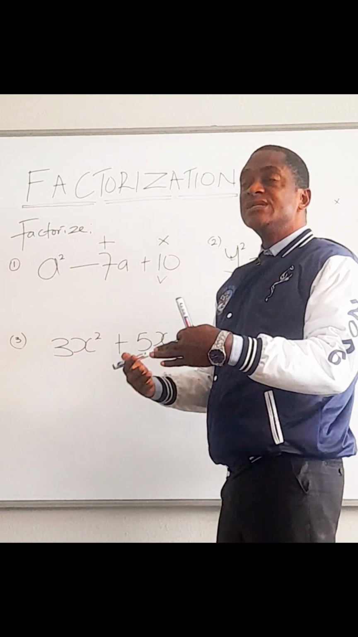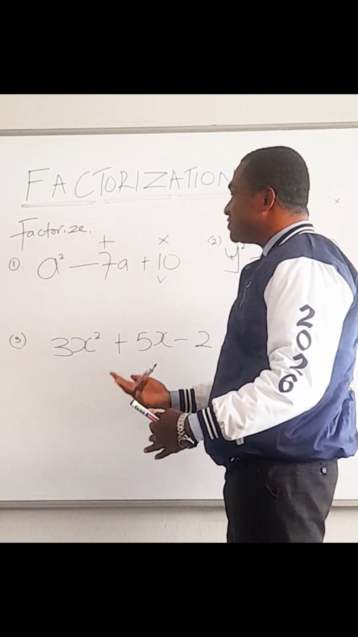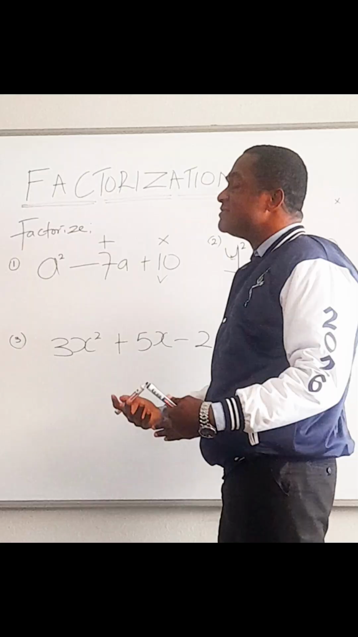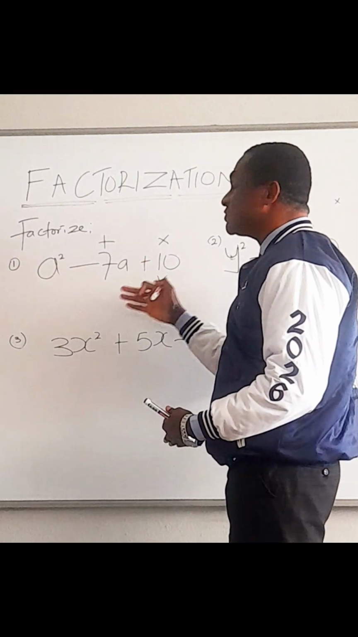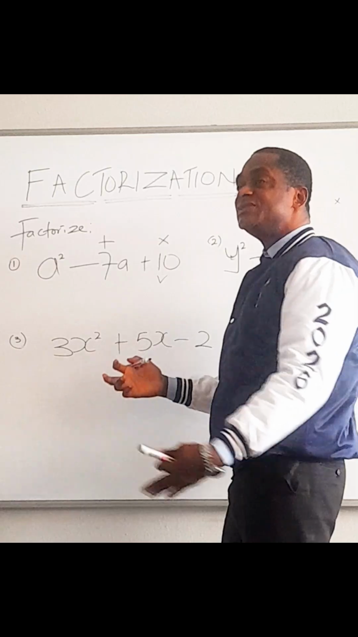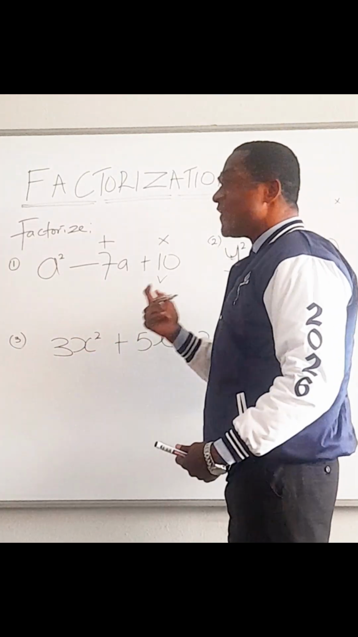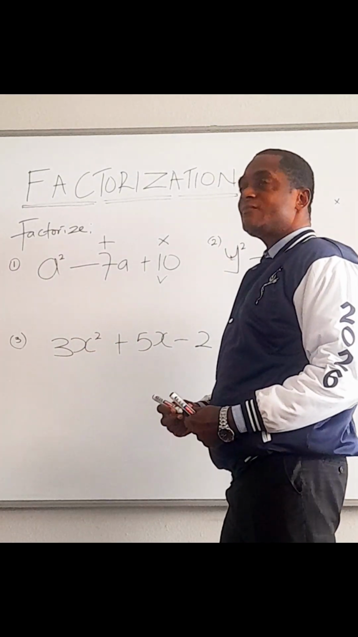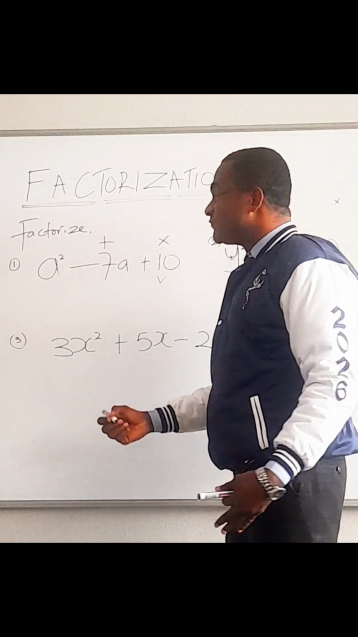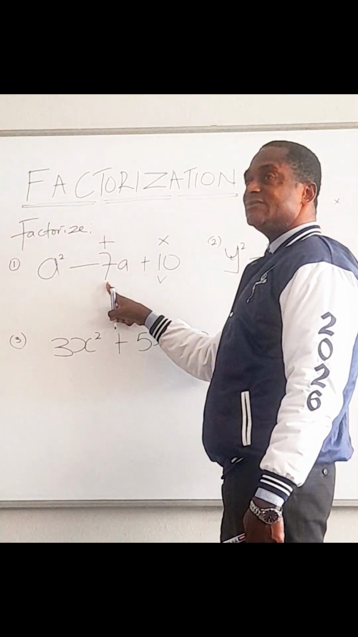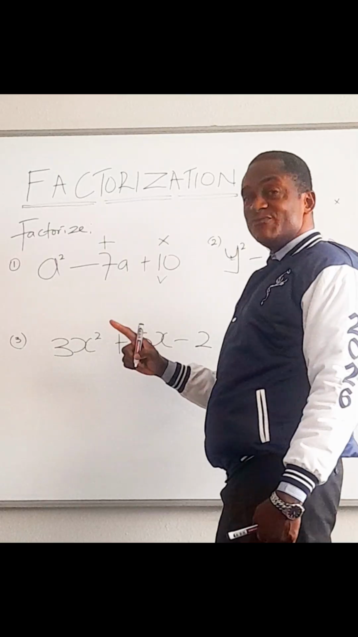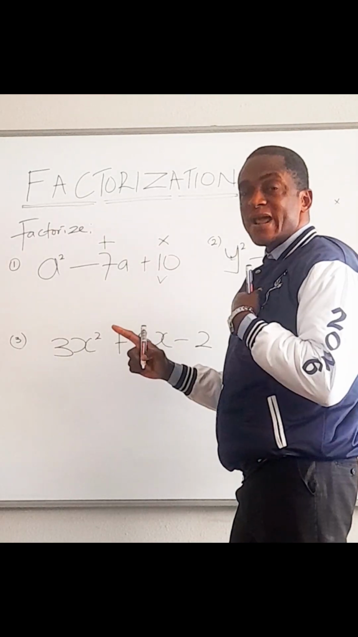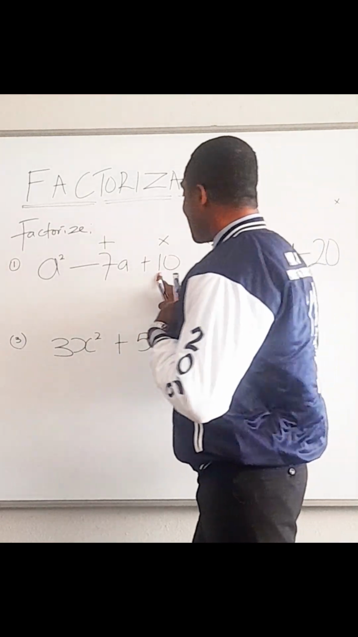So this is the test that you must check. If it doesn't conform, then you can't use those two numbers. It must satisfy both conditions. So let's choose -5 and -2. -5 plus -2 will give me -7. -5 times -2 will give me +10. This way I know that I've gotten the real factors.